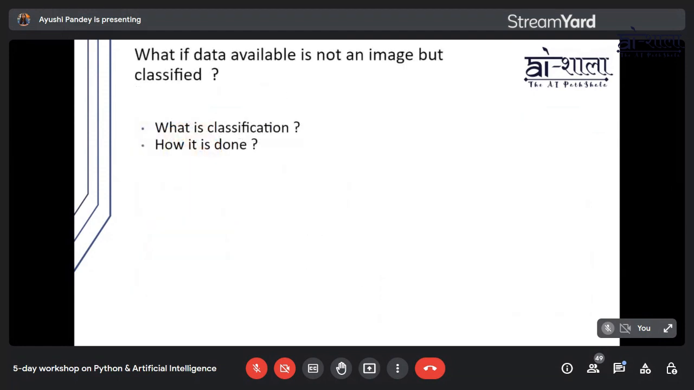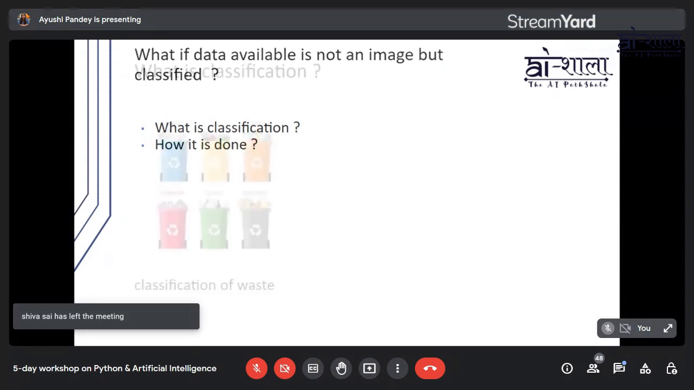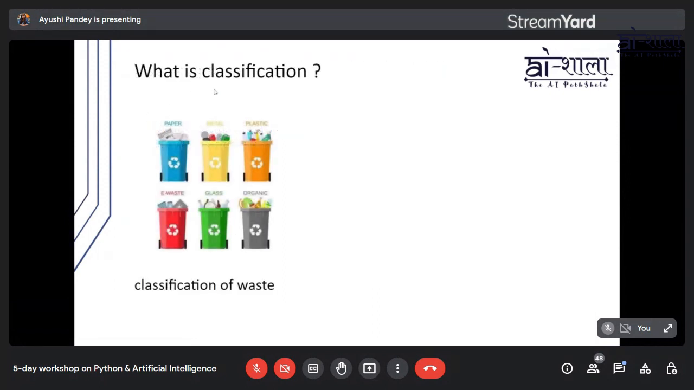Okay, now my next problem statement is, what if the data available is not images but classified? So what is classification, and how is it done? I want to do something, but the image is not available, while a data set is available which is classified. So how will I do it?